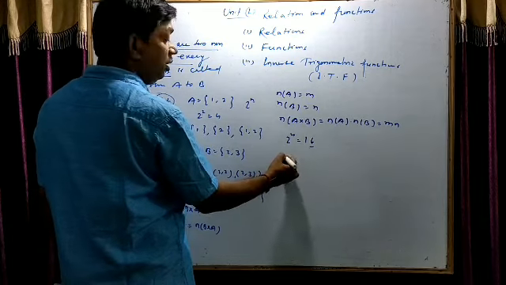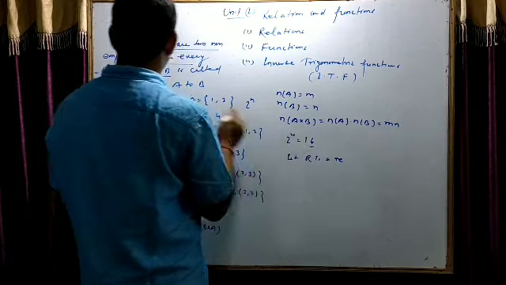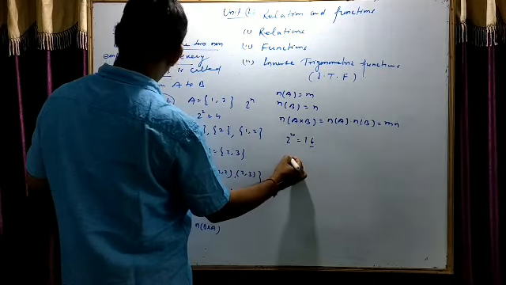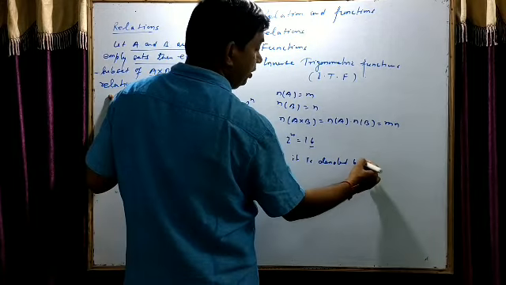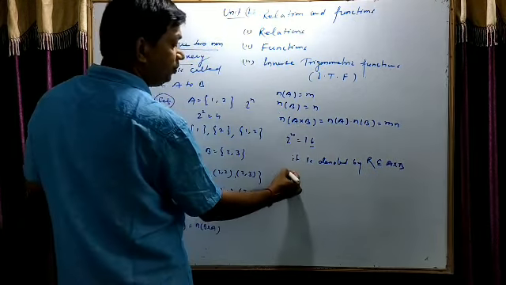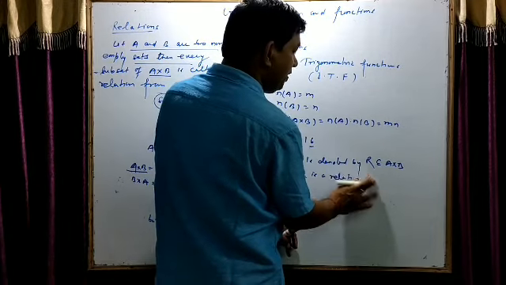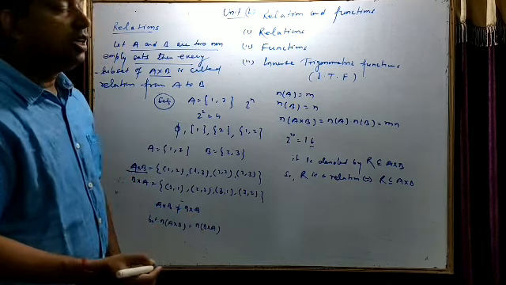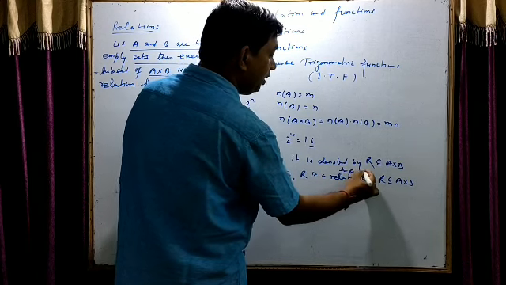According to the definition, what you learned earlier, let R be a relation, called a relation from A to B. It is denoted by: R is a relation, R is a subset of A cross B. That is, if R is a relation, it implies R is a subset of A cross B. If R is a subset of A cross B, then we can say R is a relation from A to B. Here it is, R is a relation from A to B. Then we can say R is a subset of A cross B.